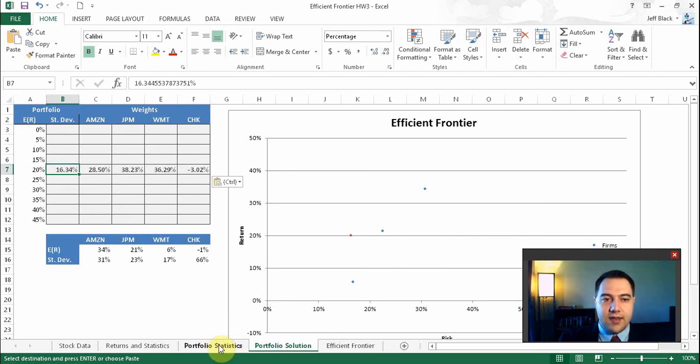So let's go ahead and do this for 0 through 45, and ultimately you're going to get a nice, pretty efficient frontier that rounds all the way around your 4 firms.